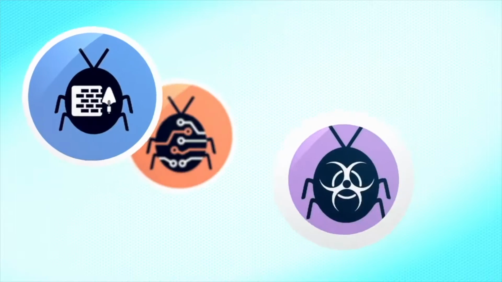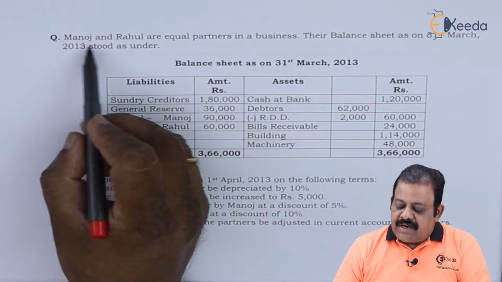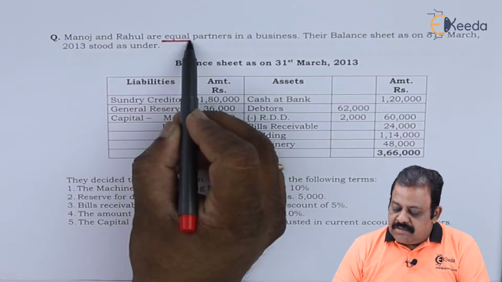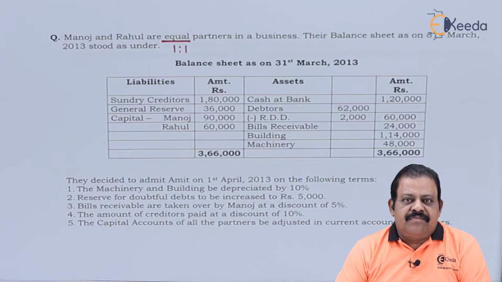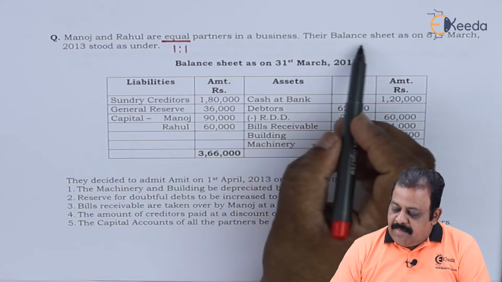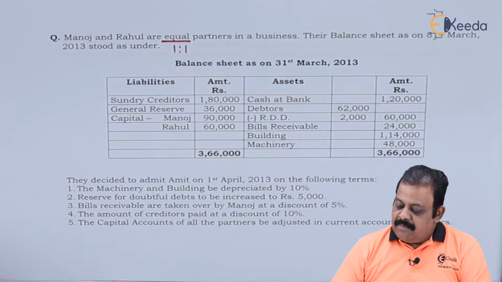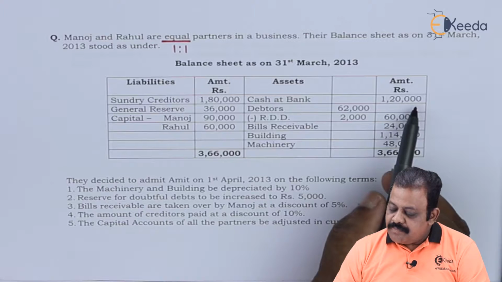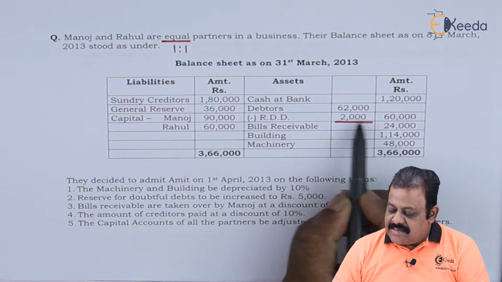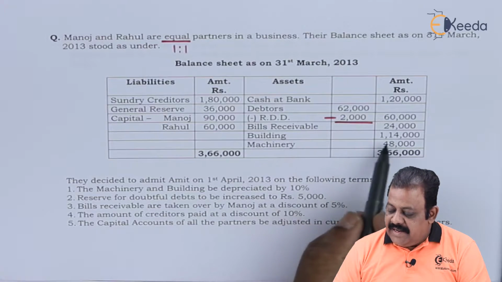Let us read the question. Manoj and Rahul are equal partners, so the profit sharing ratio is 1:1. Their balance sheet as on 31st March 2013 stood as under. Balance sheet. Assets: we have cash at bank 1,20,000, debtors 62,000 less RDD, net debtors 60,000, bills receivable, building, machinery.